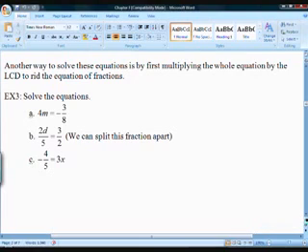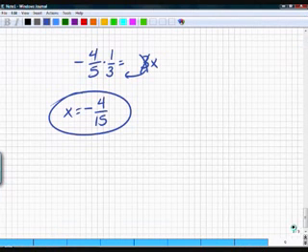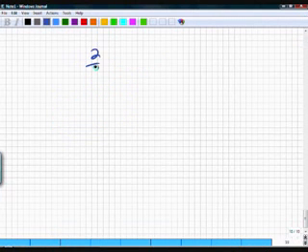It says another way to solve these equations is by first multiplying the whole equation by the least common denominator to rid the equation of fractions. Let's talk about least common denominators real quick. 2/3 and 1/4. What is a common denominator? 12. Is that the least one? Yeah. When I say least common denominator, what could I change both of these into?